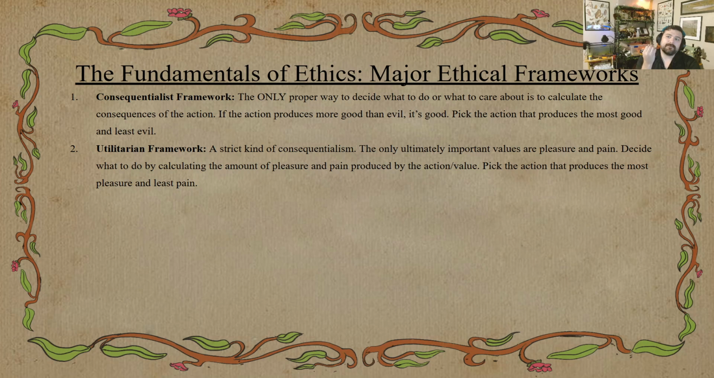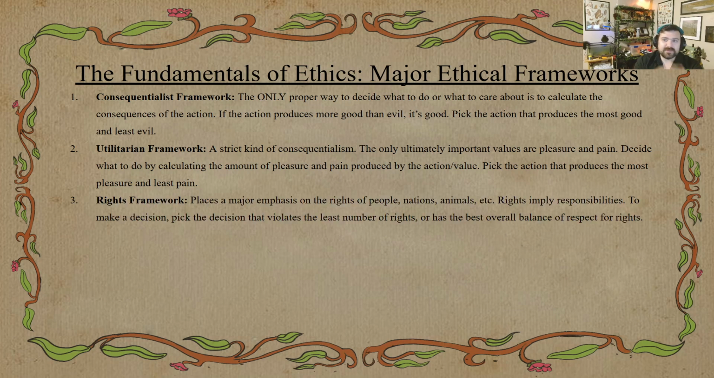And how do I put this? Utilitarianism says, I'm going to make it even simpler. The only things you think about are pleasure and pain. A consequentialist, someone like G.E. Moore, recognizes a bunch of different types of good and evil things. But the utilitarian only recognizes two. One good thing, pleasure, one evil thing, pain. So it's a really strict kind of consequentialism. So there's utilitarianism.